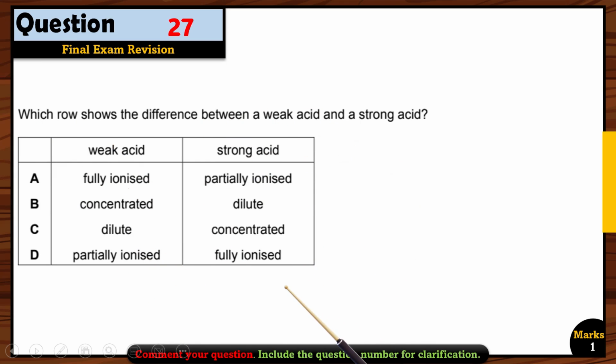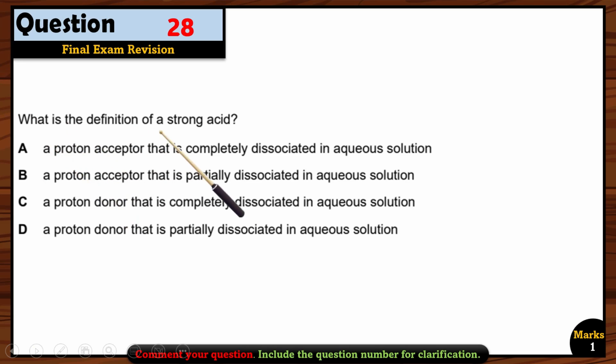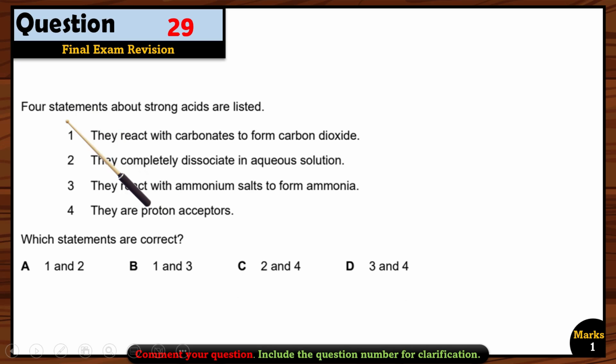So option D is the right option here. Question 28. What is the definition of strong acid? So acid is a proton donor, right? So a proton donor, C or D can be right. Now let's see what is the next statement. That is completely dissociated in aqueous solution. Yes, that's right. So a proton donor that is completely dissociated in aqueous solution is a strong acid. That is C.